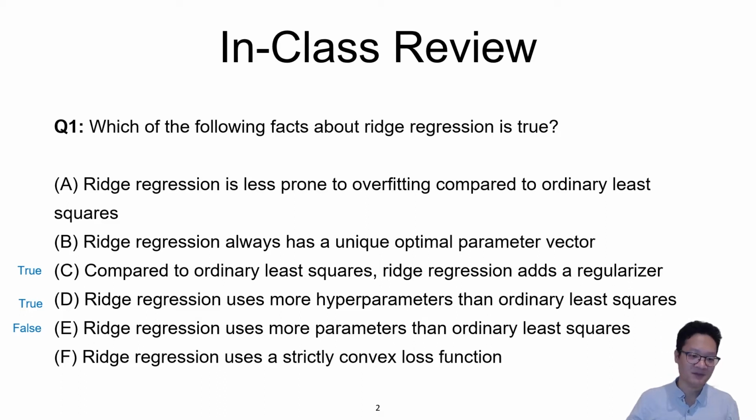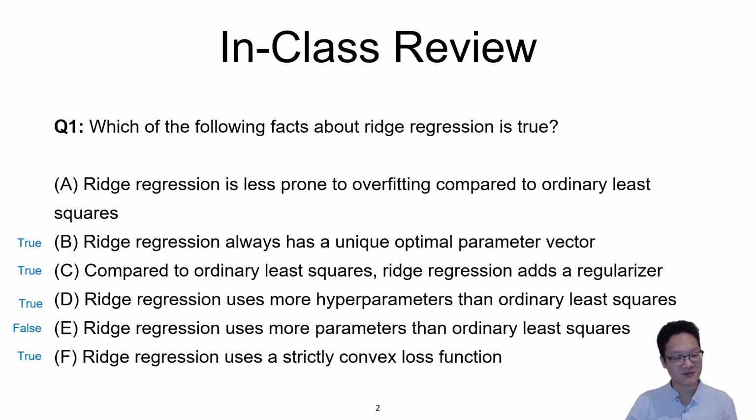Okay, and because we're adding this regularizer, the loss function becomes a strictly convex function. So F is true. And because the loss function is strictly convex, there's always a unique optimal parameter vector. So B is true. Remember, if you recall, X transpose X plus lambda I is always invertible. So we can always determine a single W.